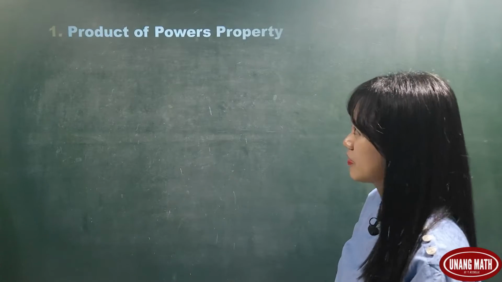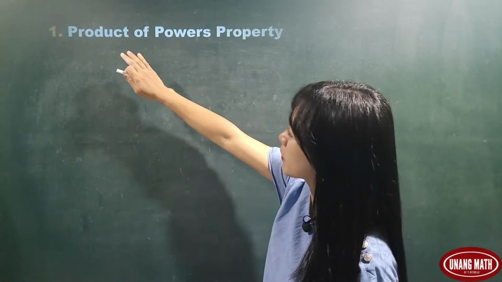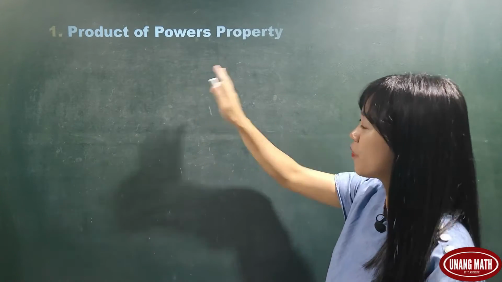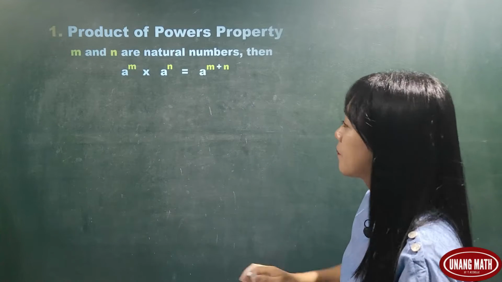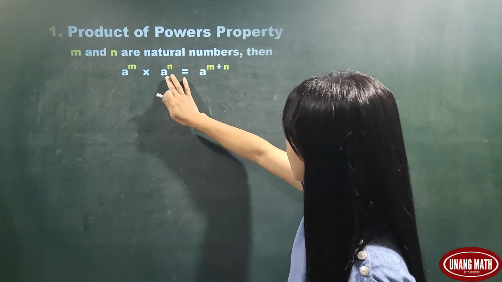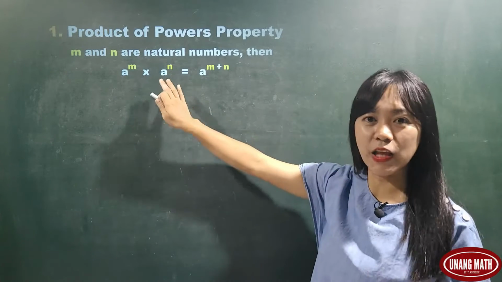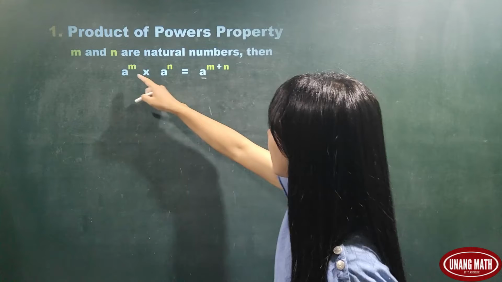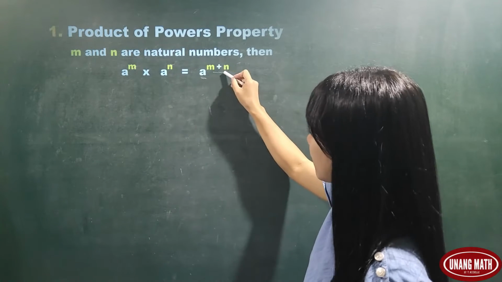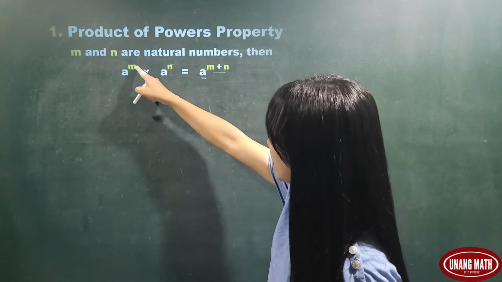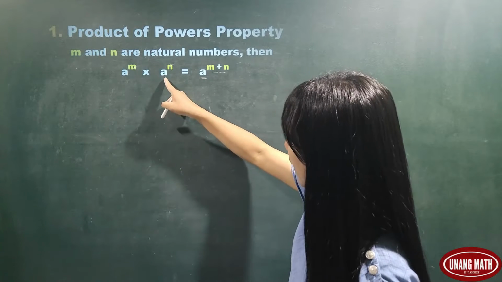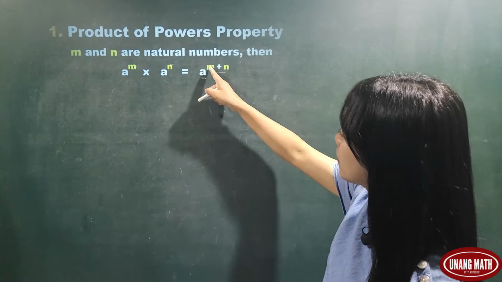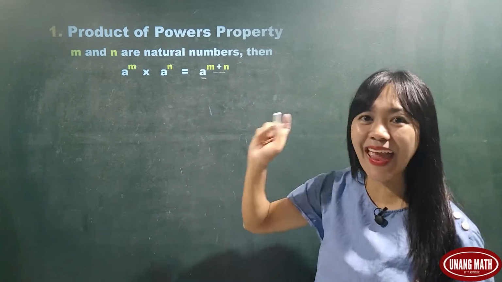Okay, let's have the first rule. This is what we call the product of powers property or rule. Product of powers states that if you are multiplying bases with the same value, what you need to do is just copy the base, then add the exponents. So for a raised to the power of m times a raised to the power of n, this is equal to a raised to the power of m plus n.